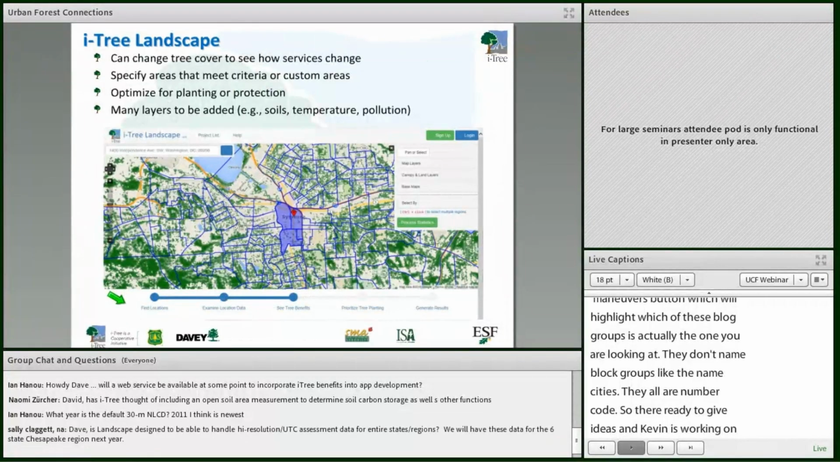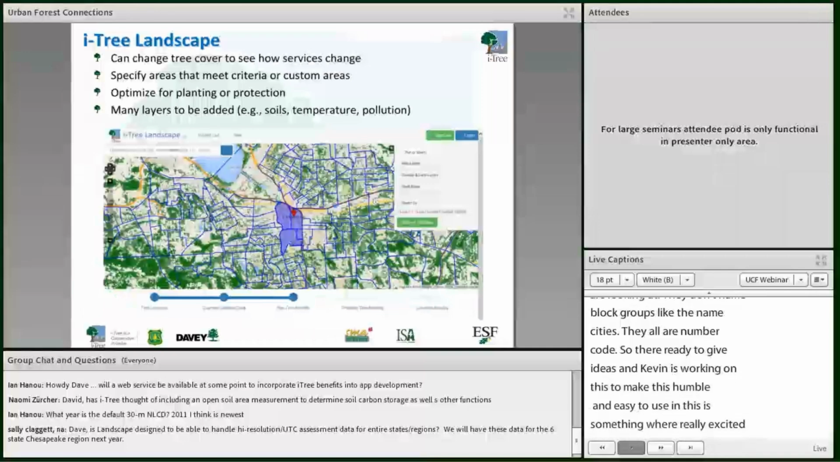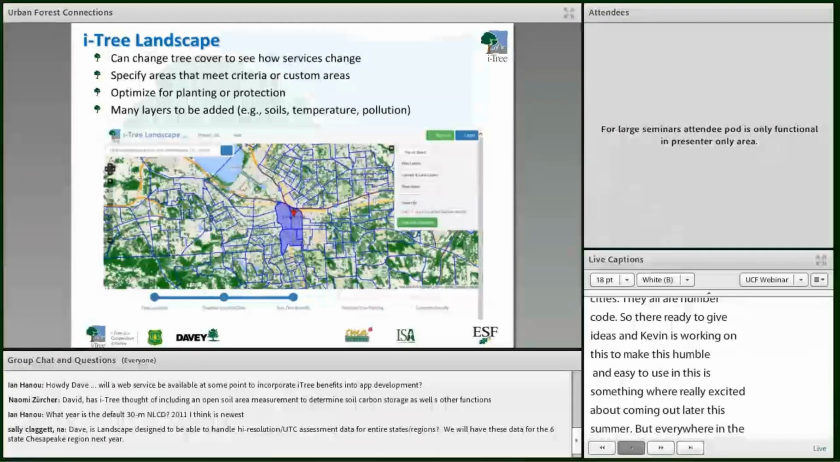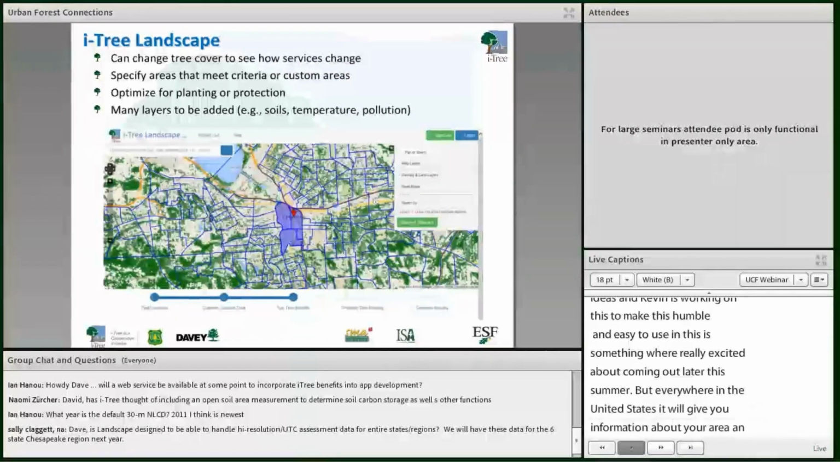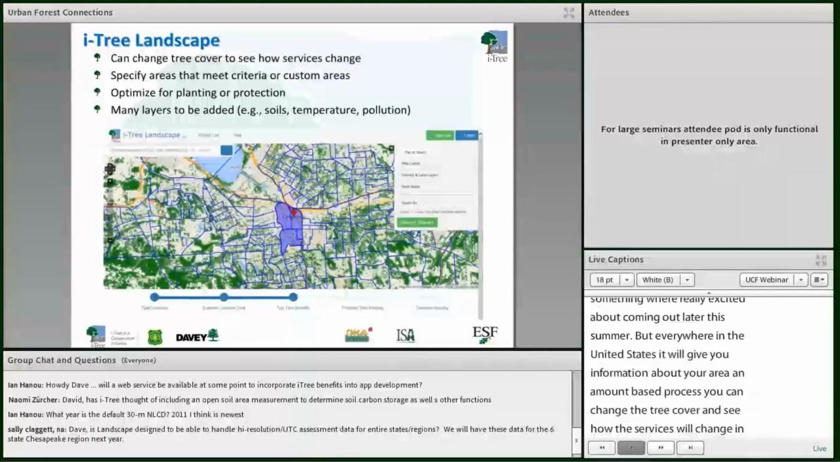But everywhere in the United States, it'll give you information about your area in a map-based process. So you can change tree cover and see how the services will change. You can specify certain areas, show me blocks that meet at least a minimum carbon storage or whatever you want to do.